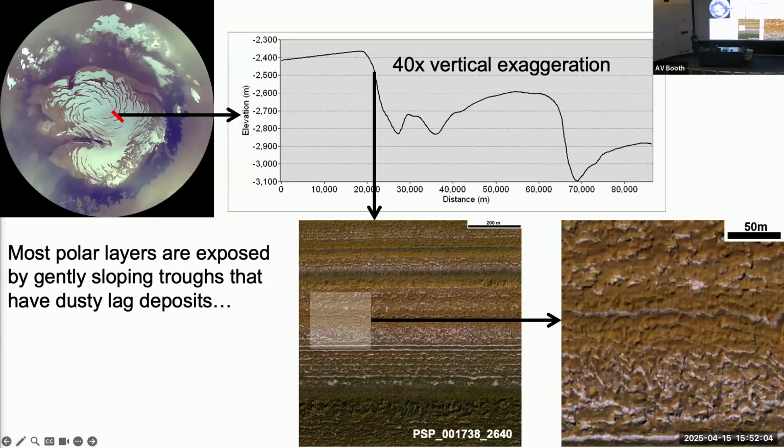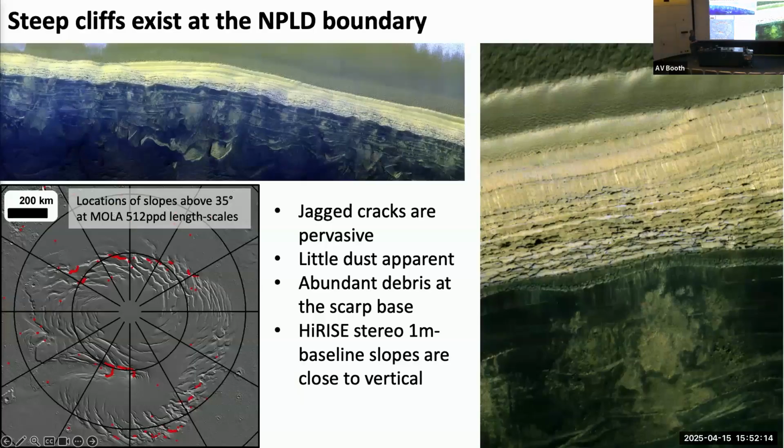These scarps migrate poleward due to ablation over time. So the dust layer can't be all that thick, but it is present. That's in contrast to the scarps we're going to be talking about today. So these are very steep cliffs that ring the edge of the North Polar deposits.